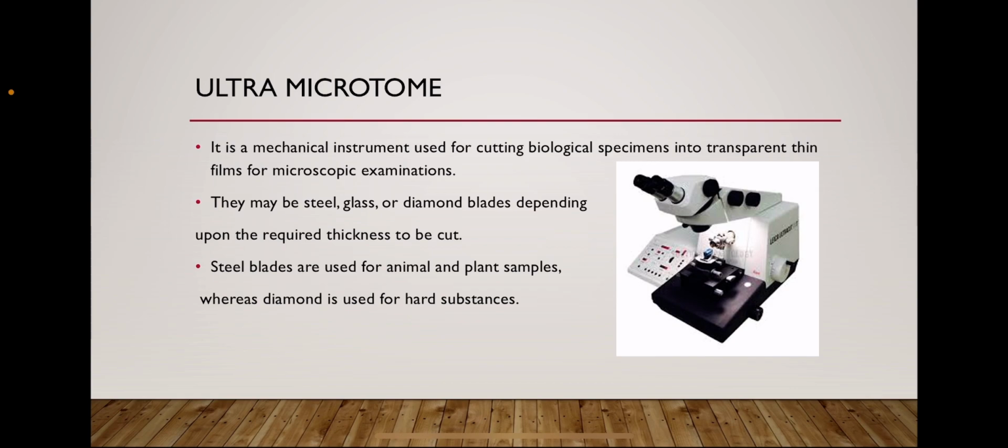And the last one is ultramicrotome. It is a mechanical instrument which is used for cutting biological specimens into transparent thin films for microscopic examinations. There may be steel, glass, or diamond blades depending upon the required thickness to be cut. Steel blades are used for animal and plant samples, whereas diamond is used for cutting hard substances.